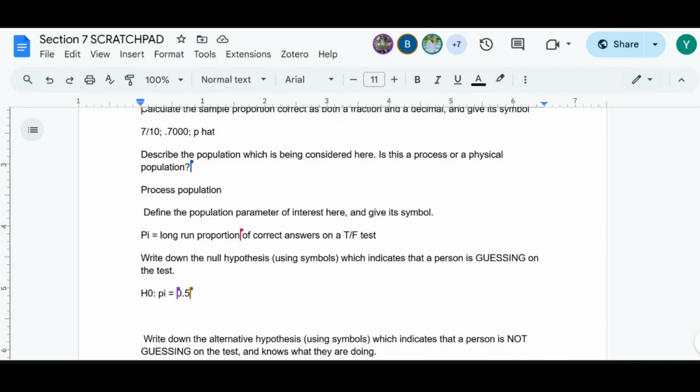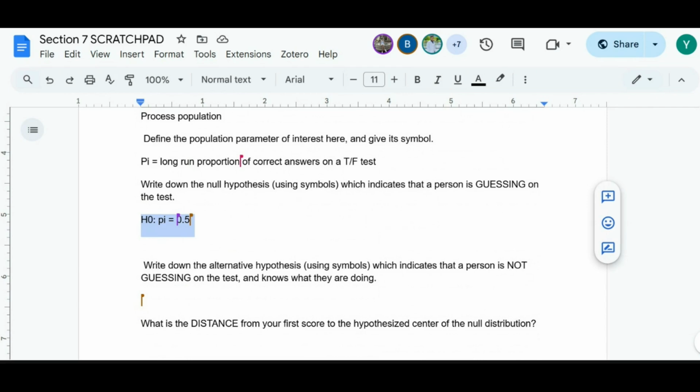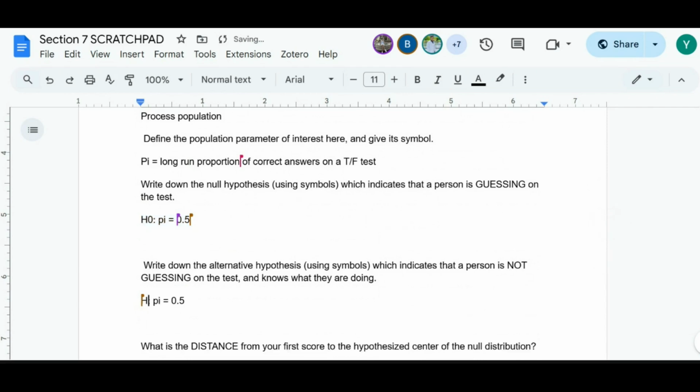Now, can someone tell me what the alternative looks like if you are not guessing and are smart? Can you change one thing? The alternative doesn't say pi is 0.5. The alternative is vague. That's right. If you are not guessing, don't you expect your long run fraction of getting correct to be more than 0.5? So just change that to a greater than sign. Okay.